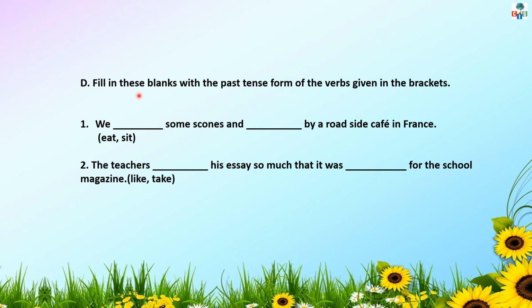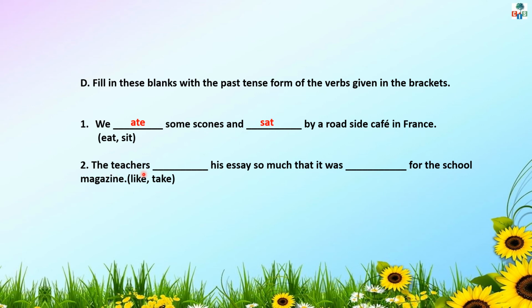Exercise D. Fill in these blanks with the past tense form of the verbs given in the brackets. Number 1. We dash some scones and dash by a roadside cafe in France. Now children, here scones means it is a small round cake. It's like bread made from flour, milk and a little fat. So here the verbs given are eat and sit. And the past tense form of the verb eat is ate. We ate some scones and dash by a roadside. The past tense form of the verb sit is sat. We sat by a roadside cafe in France.